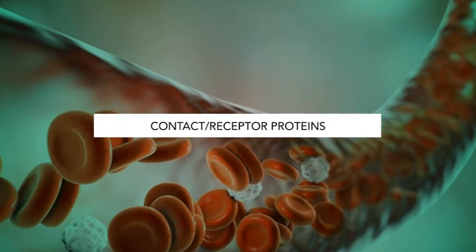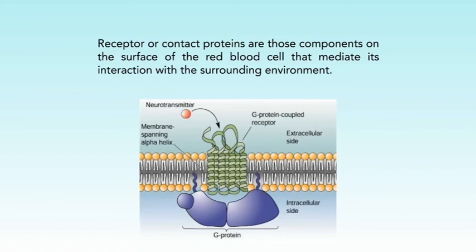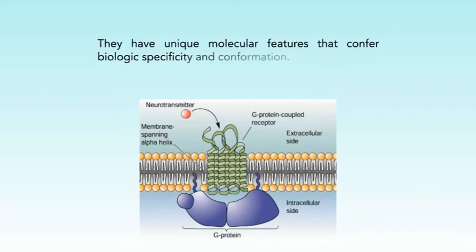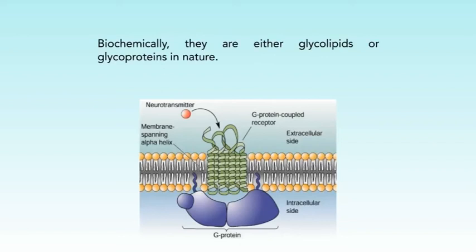Contact or receptor proteins. Receptor or contact proteins are those components on the surface of the red blood cell that mediate its interaction with the surrounding environment. They have unique molecular features that confer biologic specificity and conformation. Biochemically, they are either glycolipids or glycoproteins in nature.